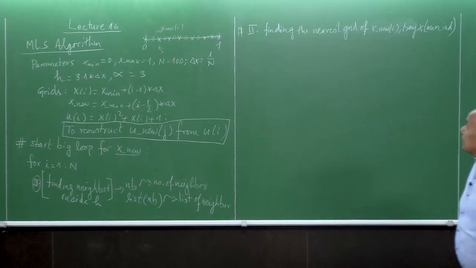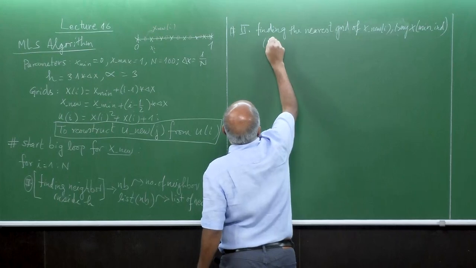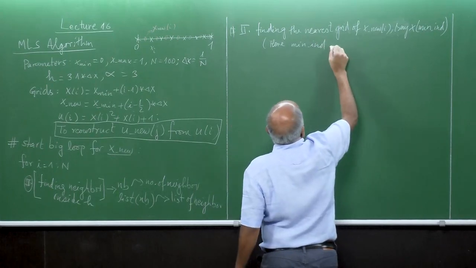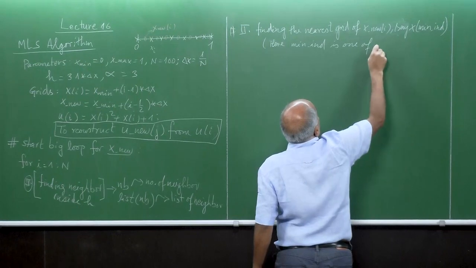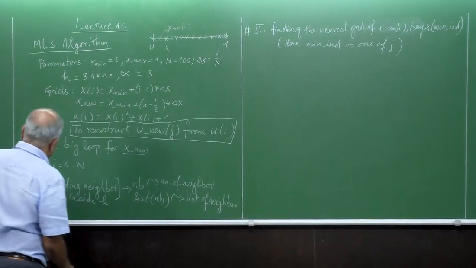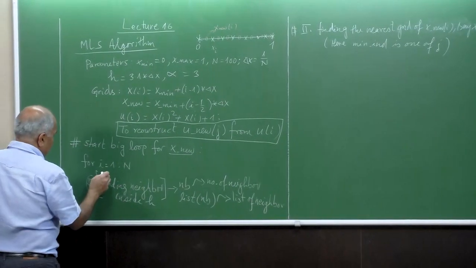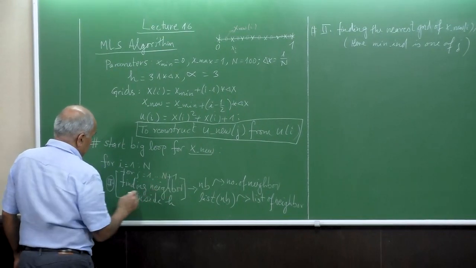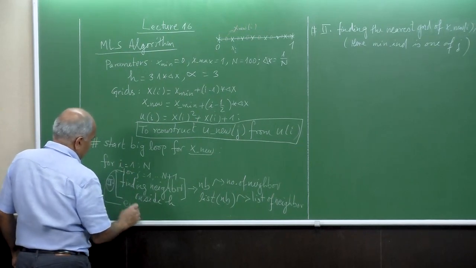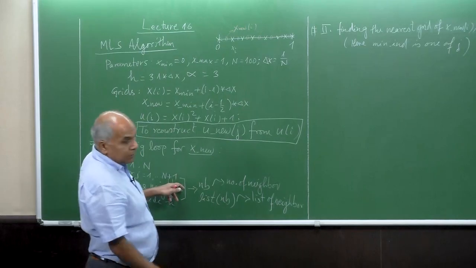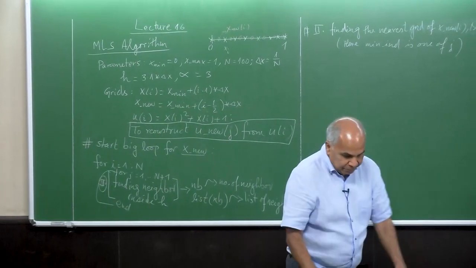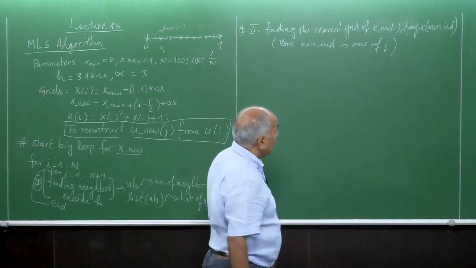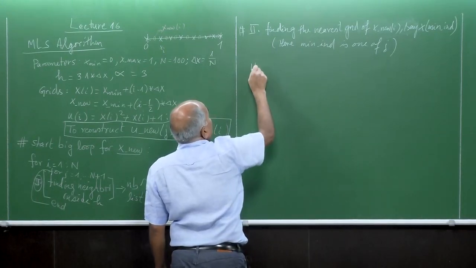So once we know the mean int, so here mean int is one of j in this j loop. So here I have for j is equal to 1 to n plus 1, I have completed this small loop for the neighboring list. So this is one of the j which we had already in the previous lecture, and now we are ready for the computation. So let us start now our third part.